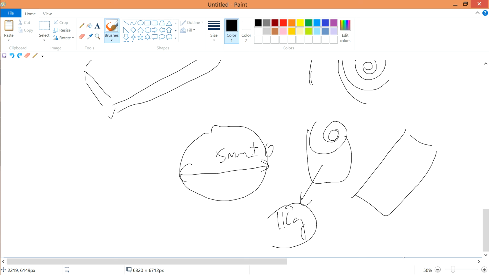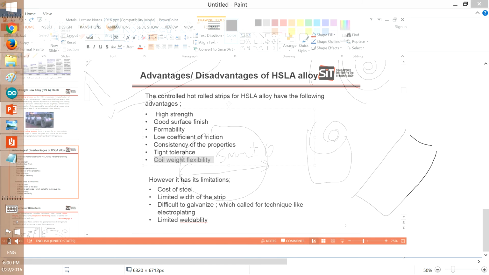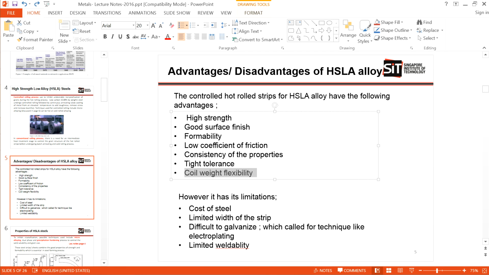So it's easier to calculate and categorize the price, things like that. So it gives you a very good thing for the supplier side. It's called coil weight flexibility in this scenario, because you can control the weight. The coil is a coil that has a weight, and the weight can be controlled, and this is the meaning of that. Nonetheless, there will be limitations.